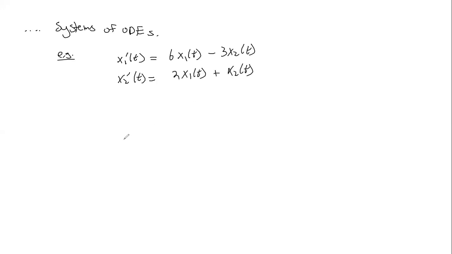So for example, you might have something like x1 prime equals 6 x1 of t minus 3 x2 of t. You have x1 and x2, and x2 of t prime is something like this. Right, so this is called a system of differential equations because a solution to this is a pair of functions, which we usually wrap up as a vector.